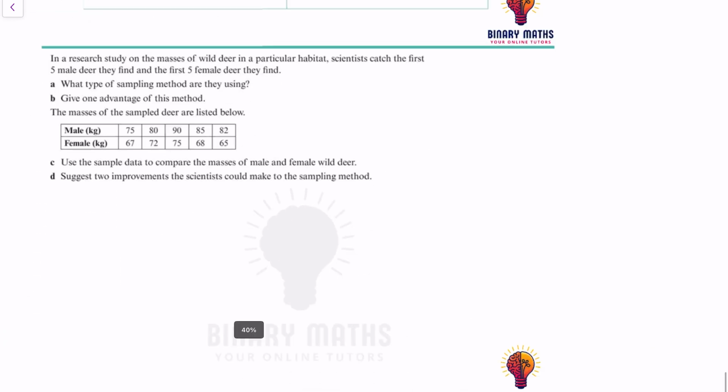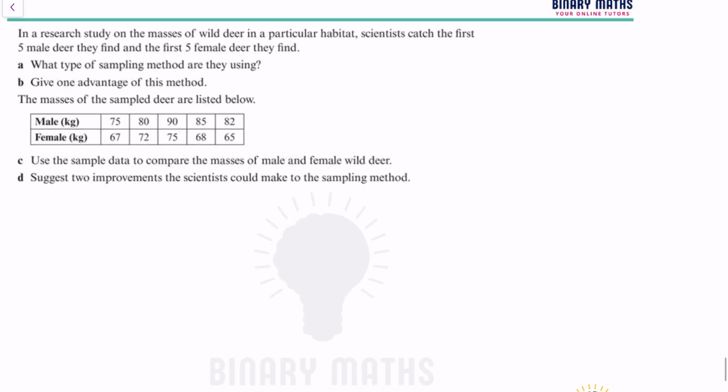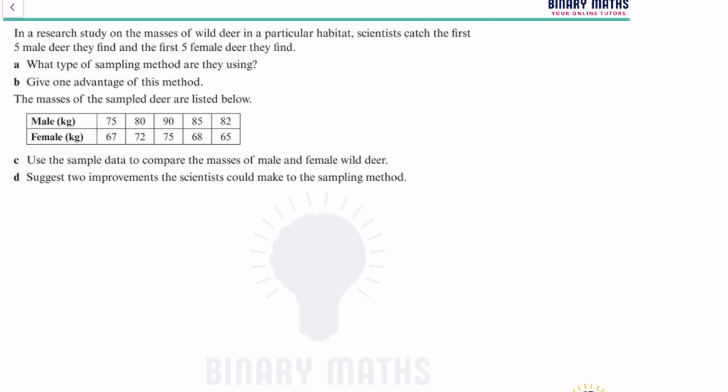Okay, so let's go through some questions about this. In a research study on the masses of wild deer in a particular habitat, scientists catch the first 5 male deer they find and the first female deer they find. What type of sampling method are they using? Because it's got groups and obviously the first few has to be selected, it must be a quota sampling because there is subgroups.